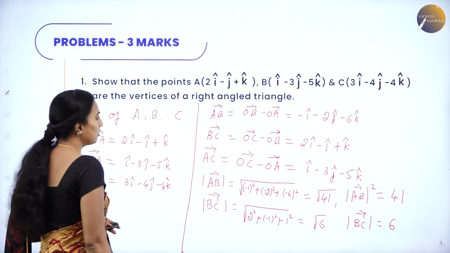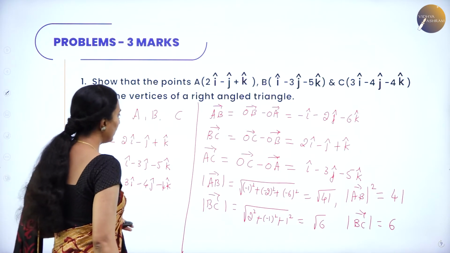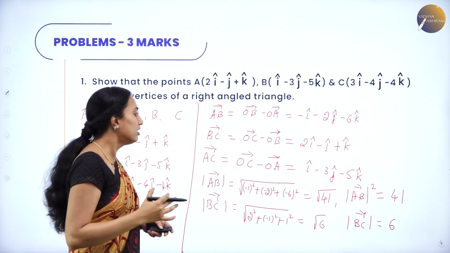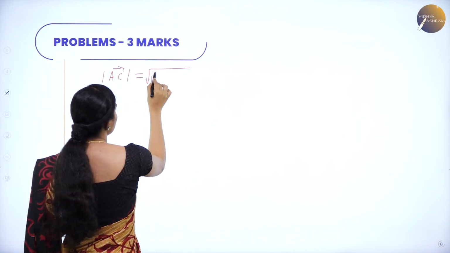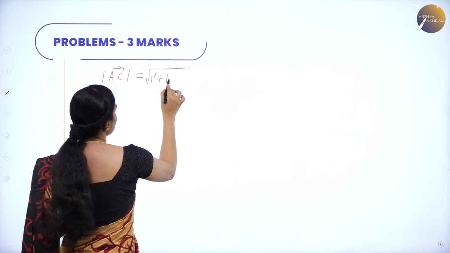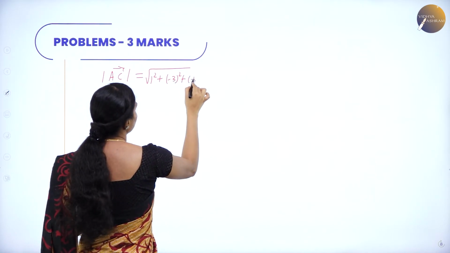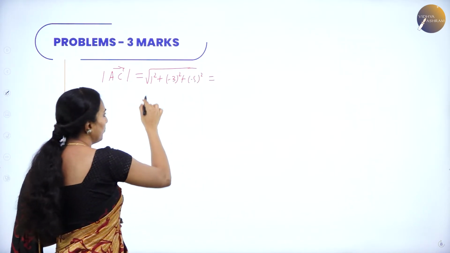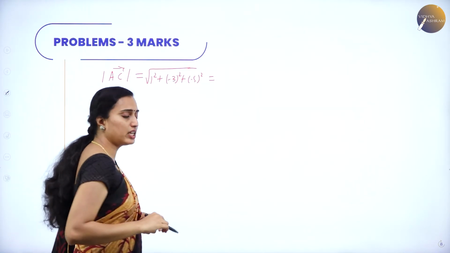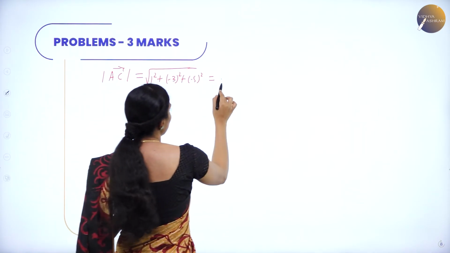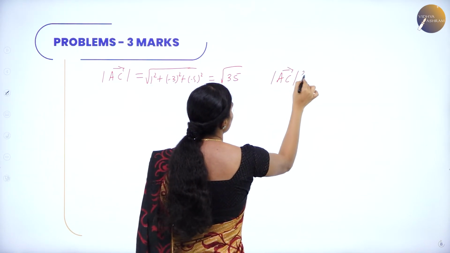Similarly, let us find the magnitude of the AC vector, correct? The coefficient of i is 1, so the square root of 1 squared plus the coefficient of j, minus 3 whole squared, plus minus 5 whole squared. 1 squared is 1, 3 squared is 9, 9 plus 1 is 10. Again, minus 5 whole squared is 25, and 25 plus 10 is 35. So you get root 35, and the magnitude of AC squared is nothing but 35.